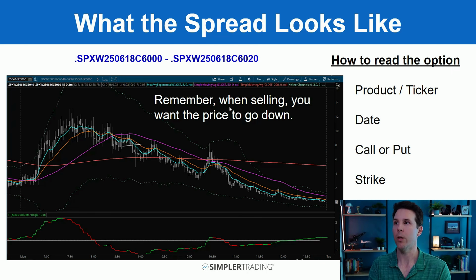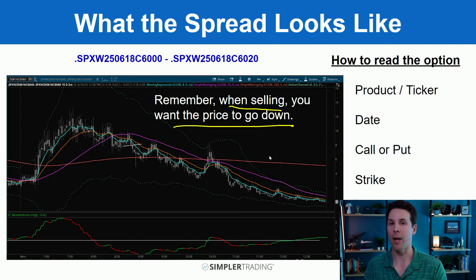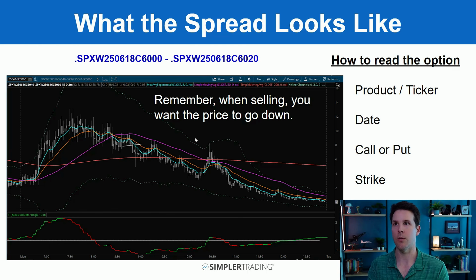And remember, when you're selling, you want the price to go down. Now, if you're buying, like if you're going to do spreads, and I'll make another video on debit spreads, but if you're going to be buying a spread, like a debit spread, you want the price to go up. So just making sure you understand these differences.